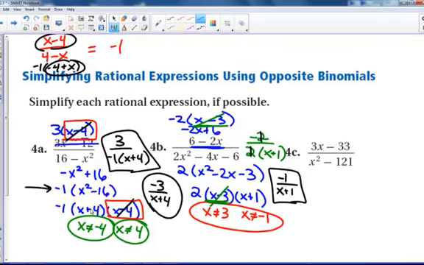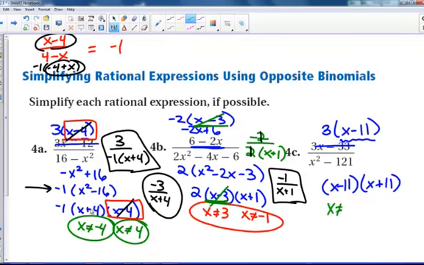Last but not least, factor the top. The top was easier to factor. Well, the bottom's actually easier because it's the difference of squares. But if you're confused, this is probably going to cancel with something. So odds are, in the denominator, I'm going to have an x minus 11. And I do. This is the difference of squares. I have an x minus 11 times an x plus 11.